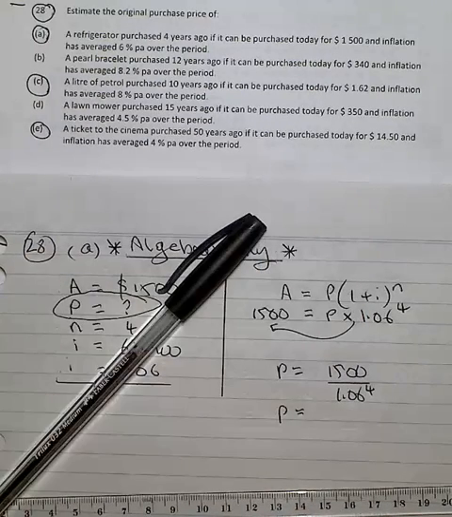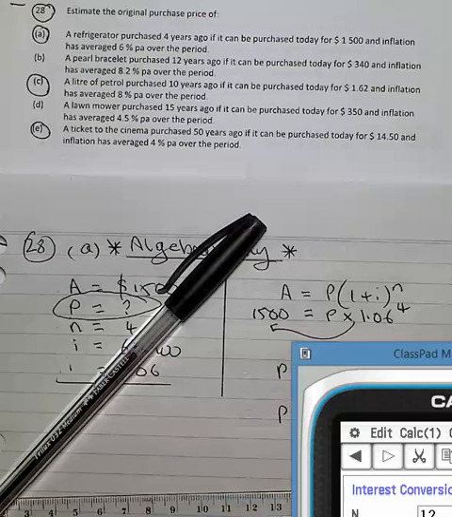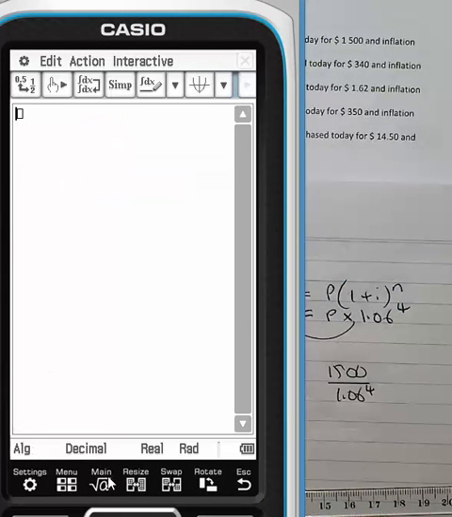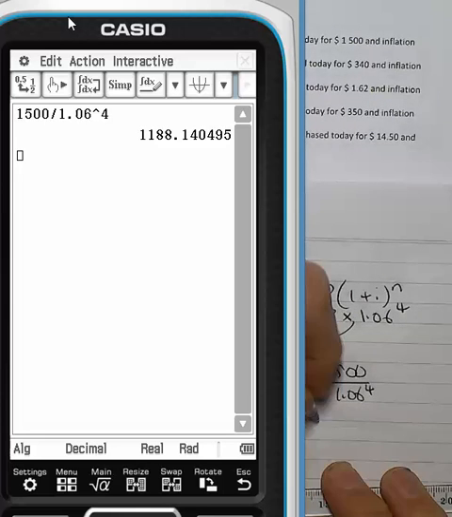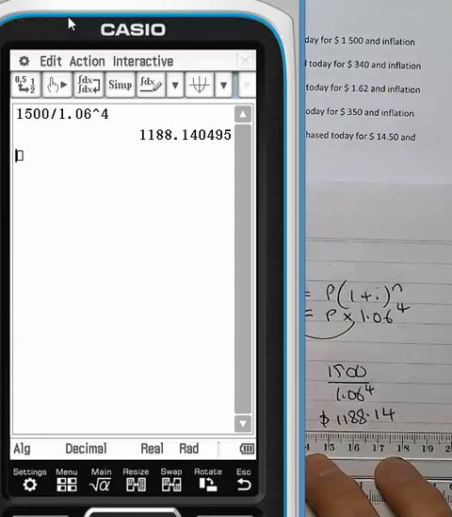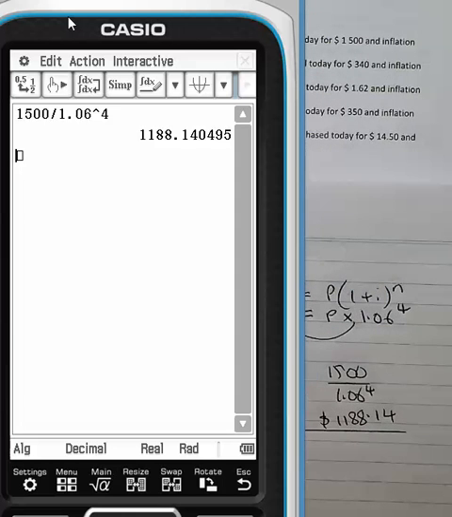And when I do that on my calculator, even though it says algebraically, I'm obviously still going to have to use my calculator. I do this on the main screen. And that gives me the figure of 1188.14. Now that's showing algebraic working.